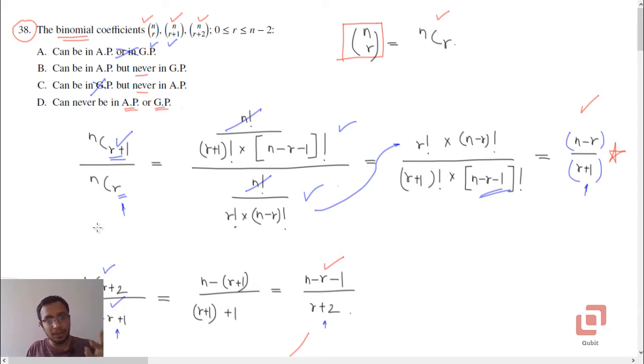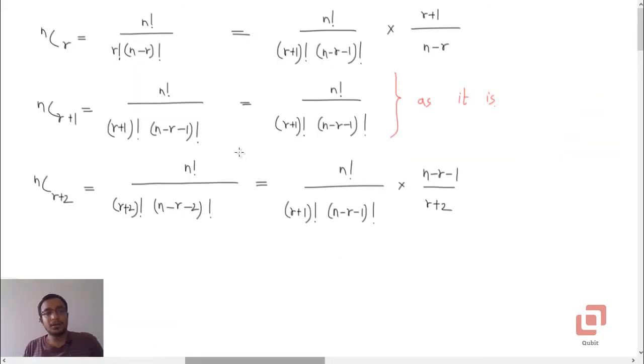Having checked for GP, let's go to AP. To see if any three consecutive binomial coefficients can be in AP, we take a slightly different approach, which is based on the properties of arithmetic progression. First let us write down NCR, NCR plus 1 and NCR plus 2 in their standard notations using the formula NCR, n factorial upon r factorial into n minus r factorial. We did the same thing even for GP.